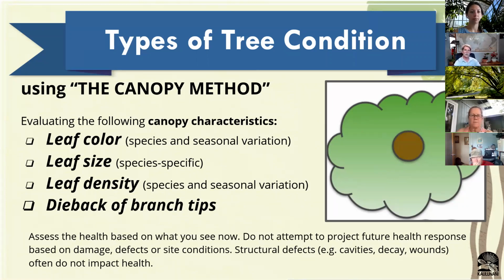But basically, we're looking at the color of the leaves, the size of the leaves, and the density of the leaves. And then one of my personal favorites, a quick one that I use, is dieback of branch tips. It's a way that I use very frequently, taking a quick look, because there's other things that can affect some of these other parameters, but they're pretty common.